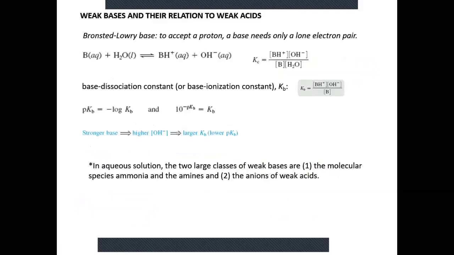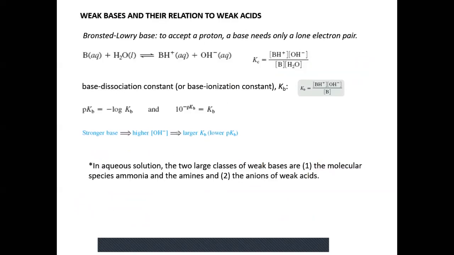So now we're talking about weak bases. A Bronsted-Lowry base, remember, accepts a proton. The base needs an accessible lone electron pair. Typically, if it's an amine, it's going to be the lone pair on the nitrogen atom. Or, if it's a single bond oxygen with a negative charge, it could be a lone pair on the oxygen atom. And so it's very similar to weak acids.